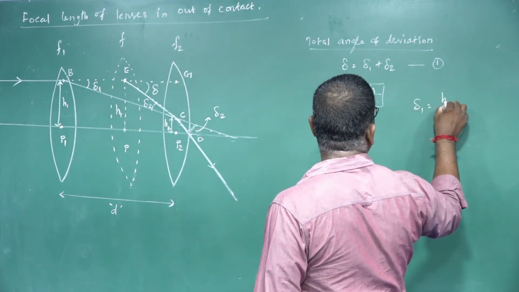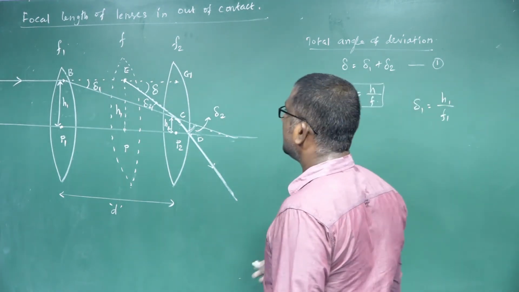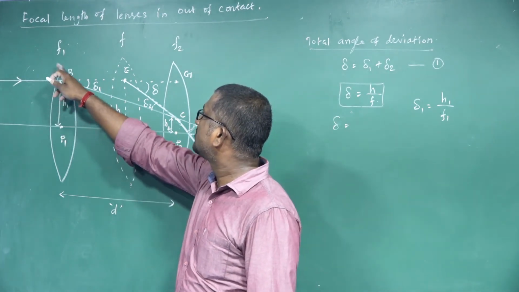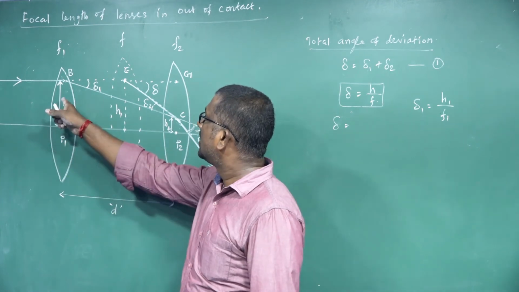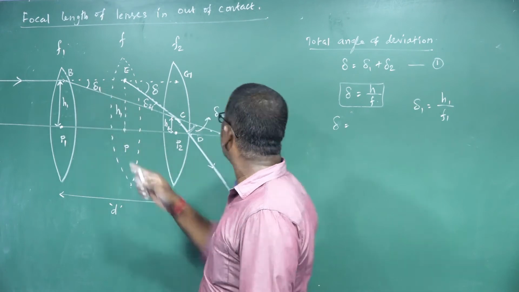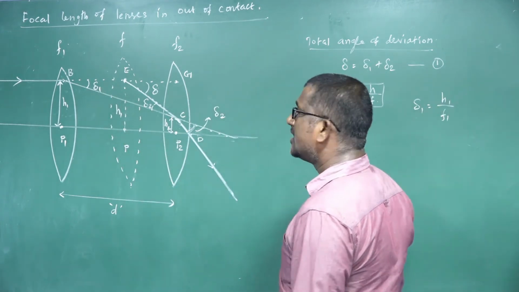Del 1 is equal to h1 divided by f1, because the height is h1 and the focal length of the first lens is f1. The ratio of height to focal length gives the angle of deviation. So the angle of deviation del 1 is equal to h1 divided by f1.